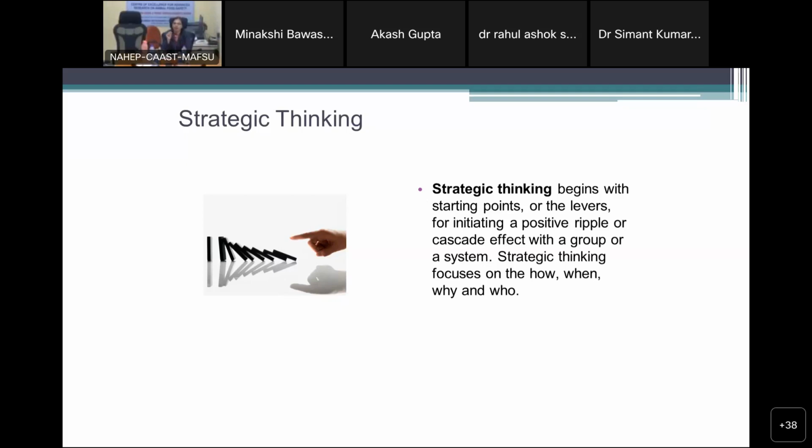Because one thing that you decide will have a domino effect, एक के बाद एक फिर वो सब होता जाएगा. तो क्या है वो strategic thinking? Then how, when, why, and who. That is what we spoke about. The W's and H, right? Very, very important. Okay.